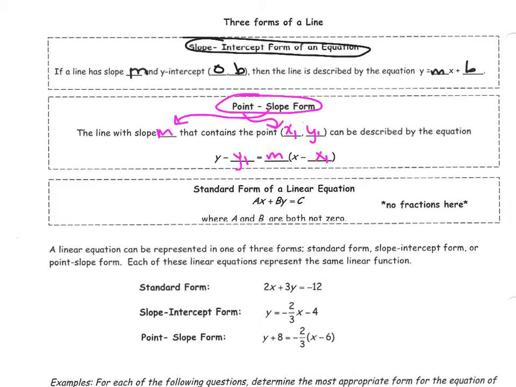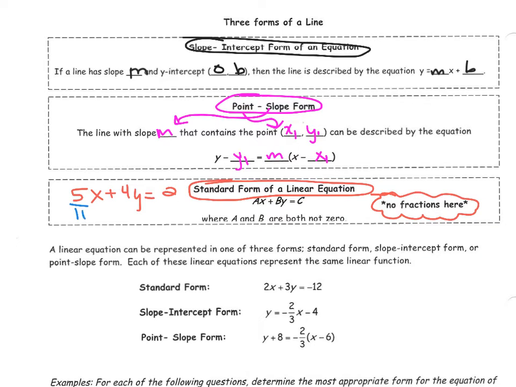All right. And then lastly, standard form for the equation of a line is ax plus by equals c. There are no fractions here. Just to give an example, you could have something like 5x plus 4y equals 2. An unacceptable answer would be one where everything is divided by different fractions, whatever it ends up being. So no fractions here.